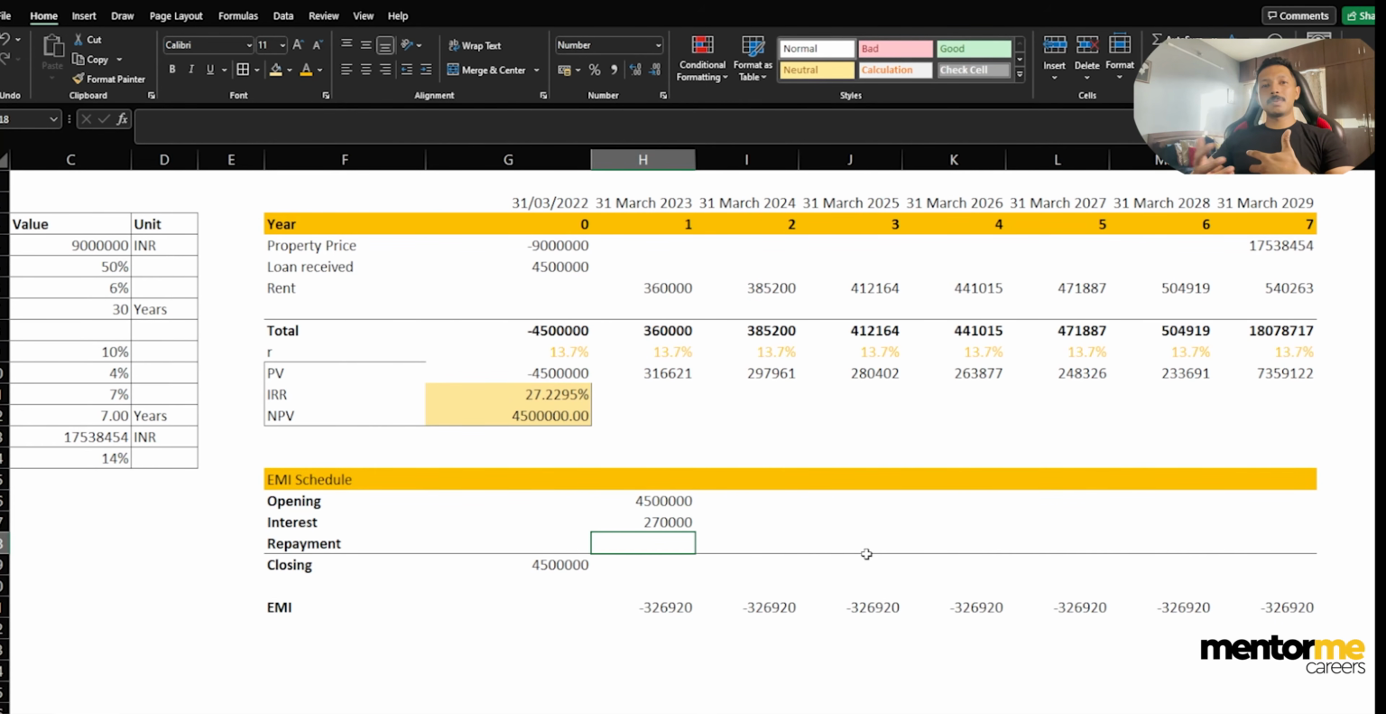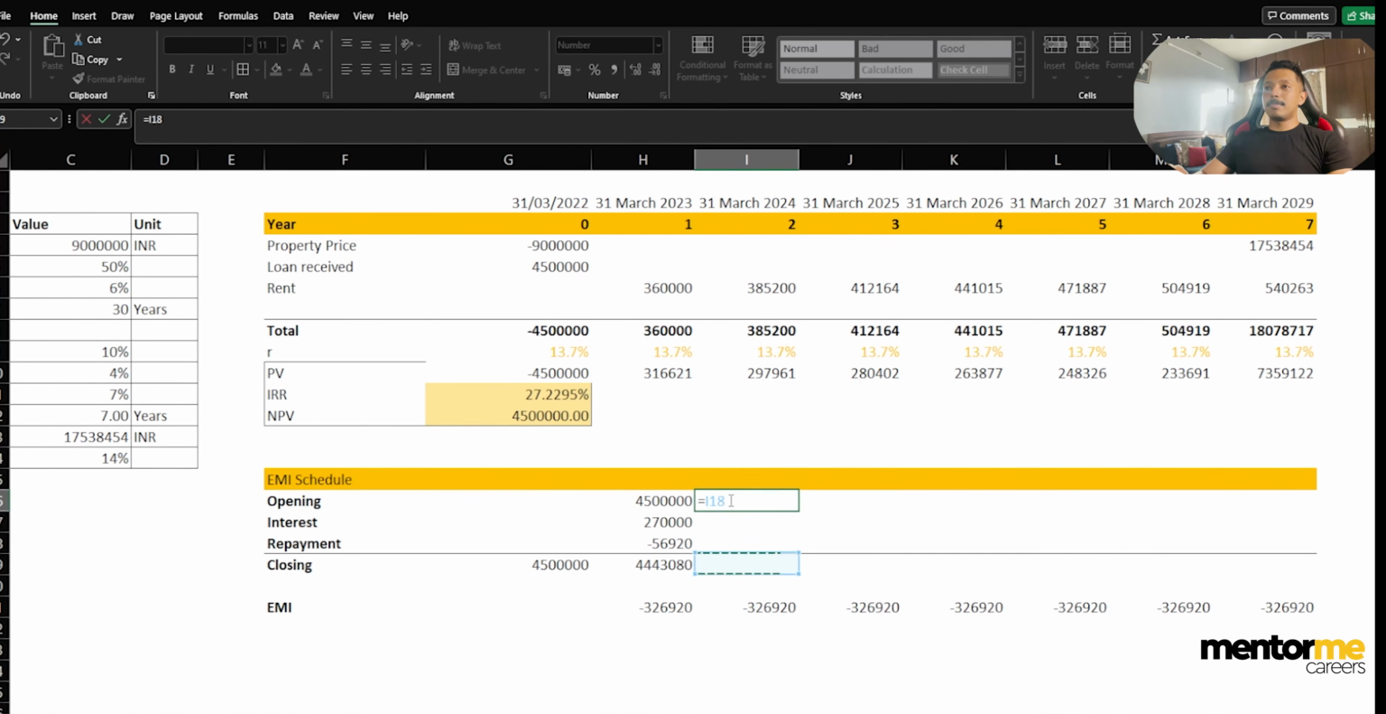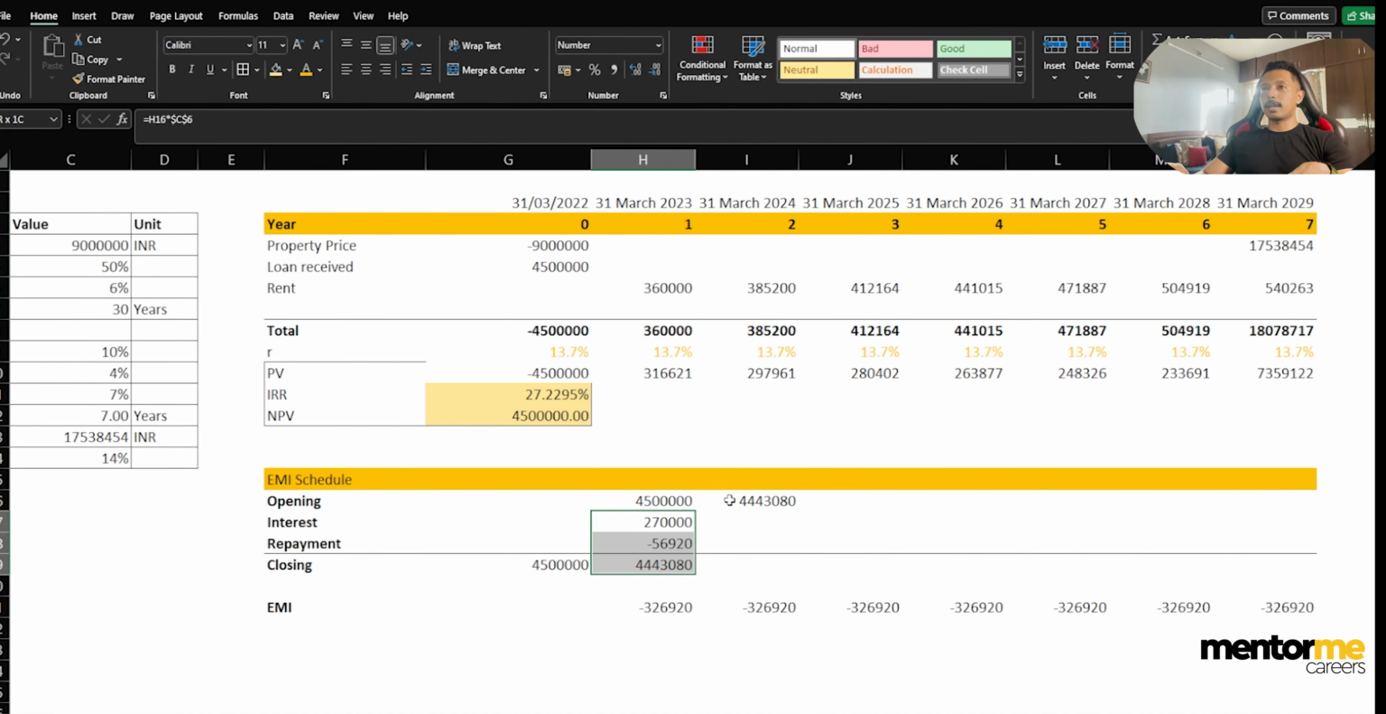Now, the difference between what you pay in EMI and what interest you're paying is nothing but the principal that you are returning back, okay? So if 3,26,920 is the EMI that you're paying, out of that, if 2,70,000 is the interest, then obviously the remaining part has to be the repayment, right? The principal repayment, which means that the loan amount decreases with that value. Okay, there you go. So that's my ending value of the loan, which has reduced from 45 lakhs to 44 lakhs 43,080, right? Now the same trend continues and all the other calculations remain same.